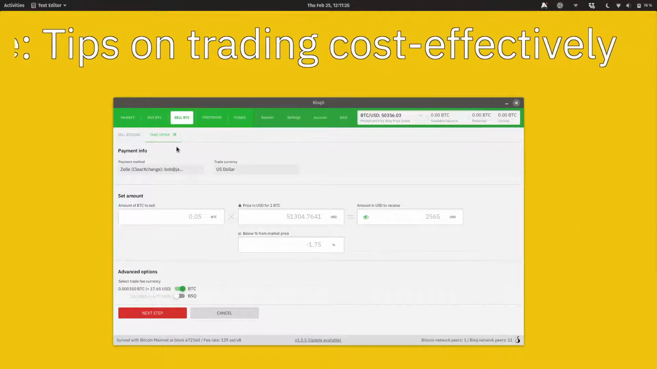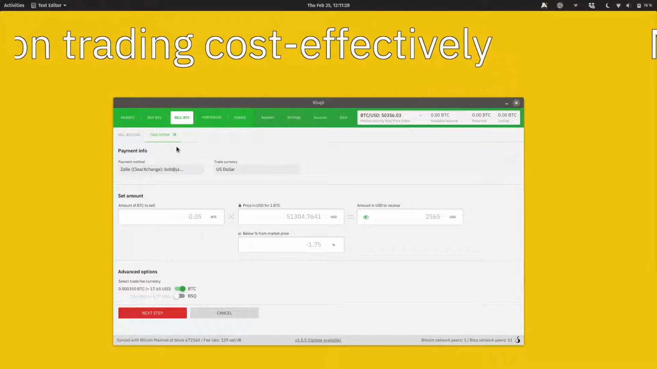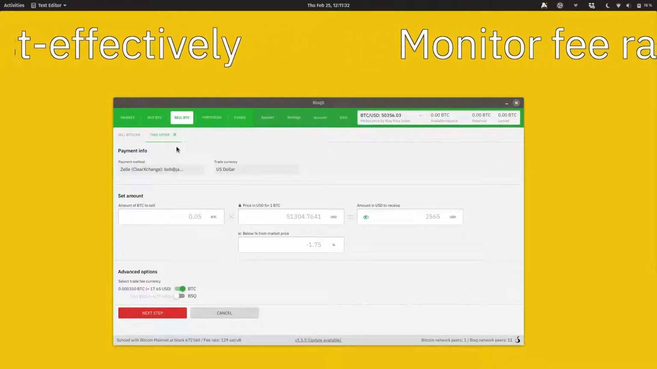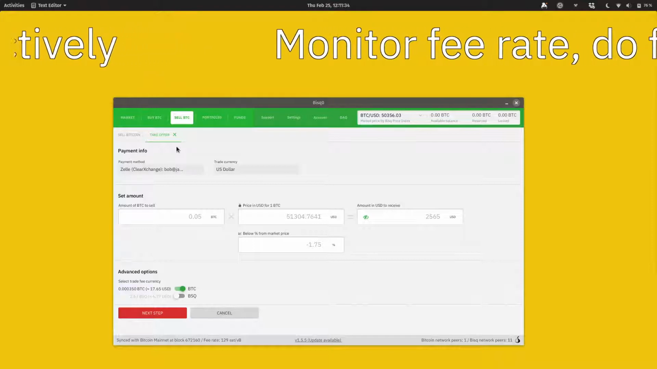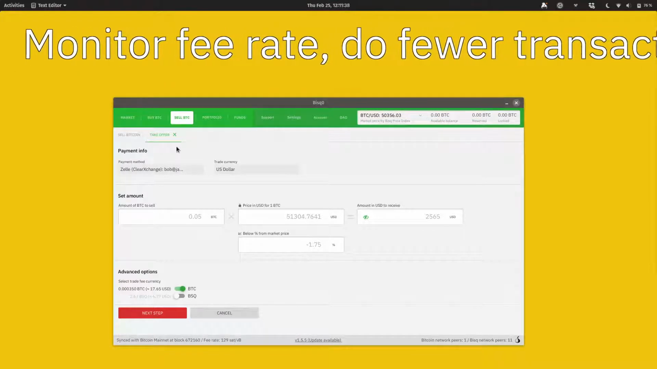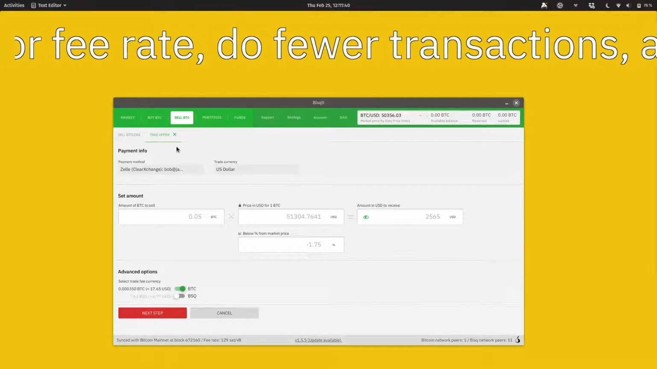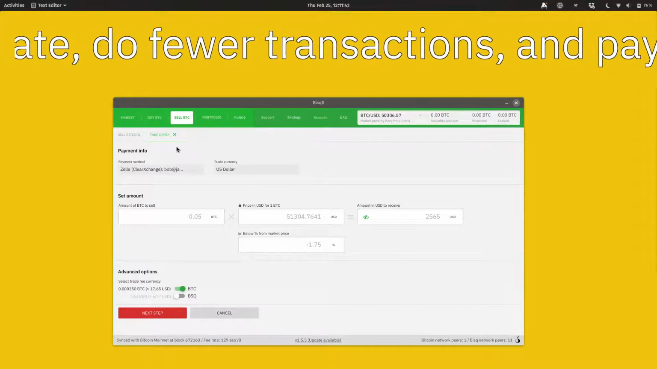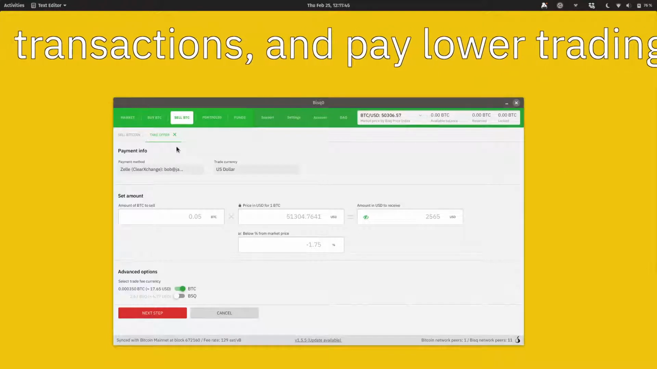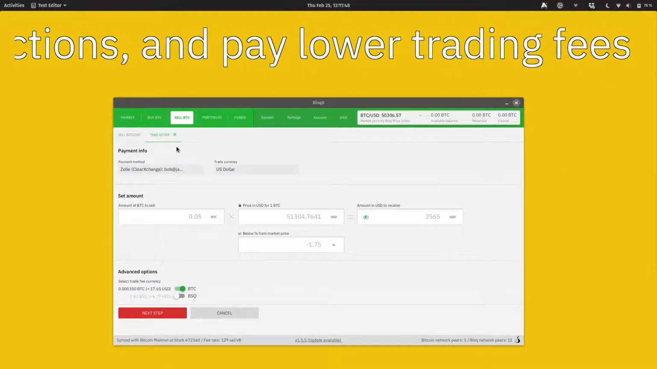So, to recap once again, keep track of the fee rate. Make sure that you're doing trades at a time when the fee rate is relatively favorable. Try to make offers instead of take offers, because you'll be paying for one on-chain transaction instead of 3.